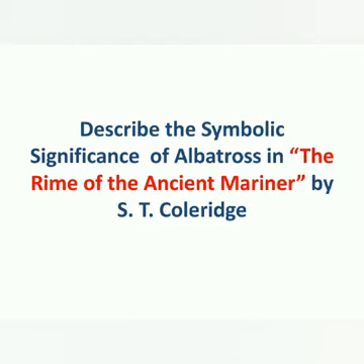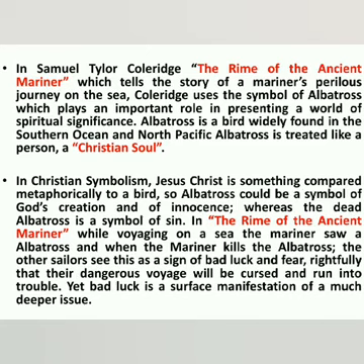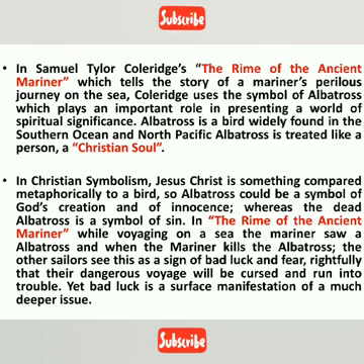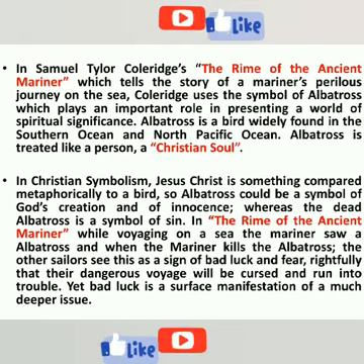So, as you all know, in The Rime of the Ancient Mariner by Coleridge, the sailor or the mariner of the ship killed one bird called the albatross, and then the misfortune begins. In Samuel Taylor Coleridge's The Rime of the Ancient Mariner, which tells the story of a mariner's perilous journey on the sea, Coleridge uses the symbol of the albatross, which plays an important role in presenting a world of spiritual significance. The albatross is a bird widely found in the Southern Ocean and the North Pacific Ocean.